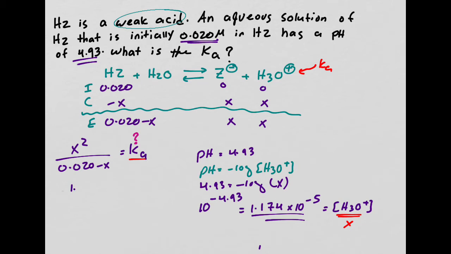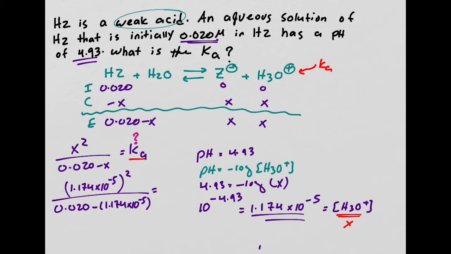So then 1.174 times 10 to the minus 5, I'm going to square that over 0.020 minus, don't forget the parentheses, 1.174 times 10 to the minus 5. Okay, so I'm going to plug everything in. Once I plug everything in, I'm going to get the Ka out of it.